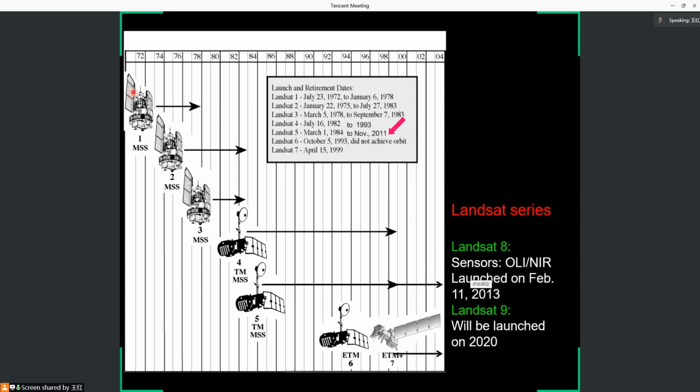This is the Landsat series from the US. In 1972, Landsat 1 carried the MSS, then MSS on Landsat 2 and 3. From Landsat 4, both the MSS and the TM were launched. Then Landsat 5 operated from 1984 to 2011, several times beyond its life, but now it is failing, so there is no data.